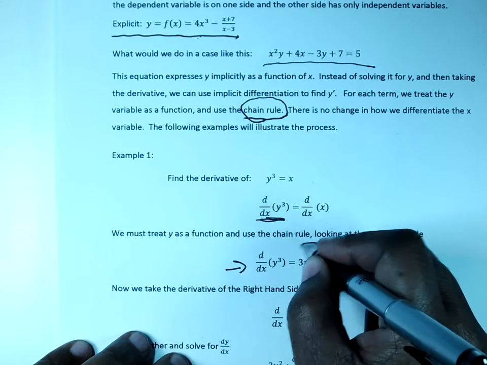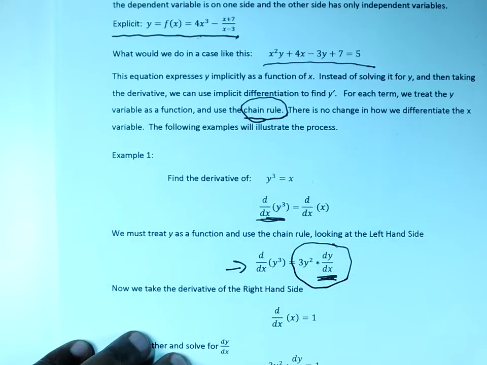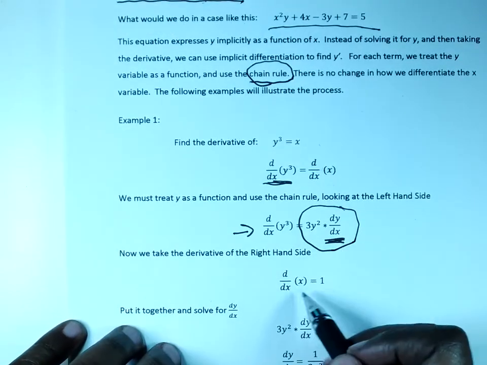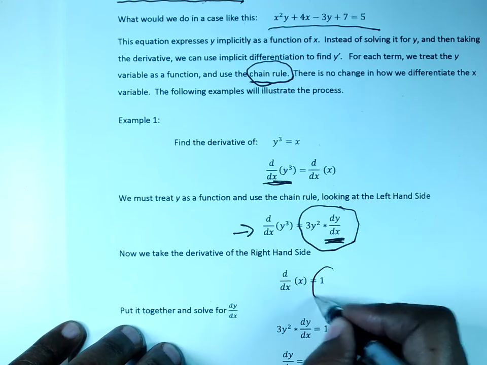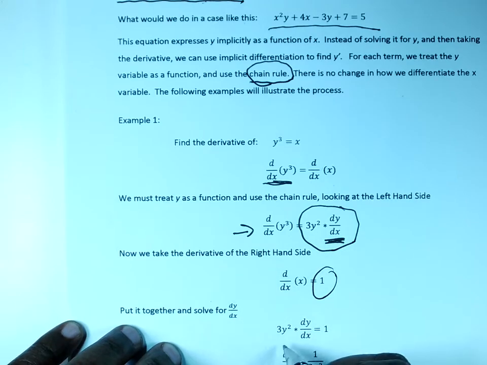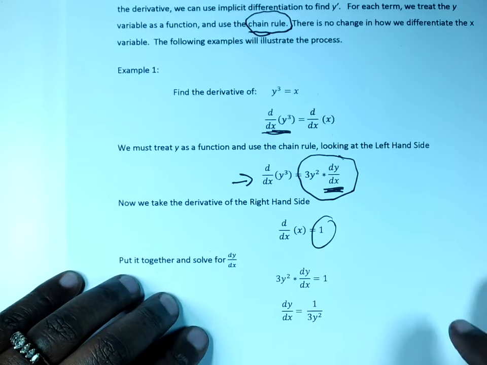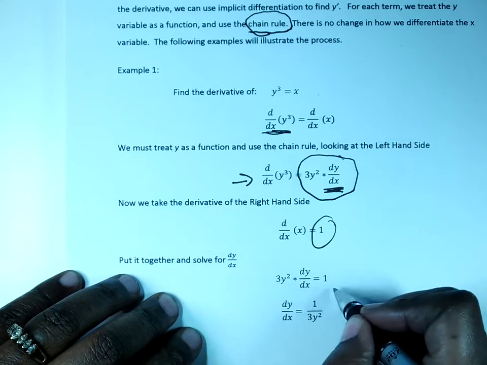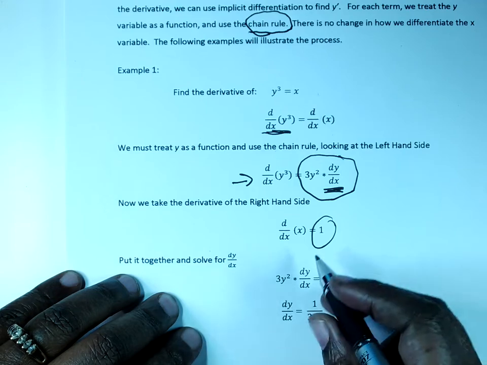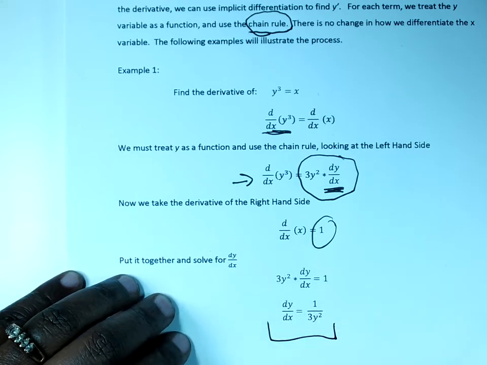So this whole thing is the left-hand side of my function. The right-hand side, when I take the derivative of just x, I get a 1. So here's my right-hand side. So what I did here is put them back together. We have 3y squared dy/dx is equal to 1. The next thing I need to do is actually solve for dy/dx. So in this case, just divide both sides by 3y squared, and here is my derivative.